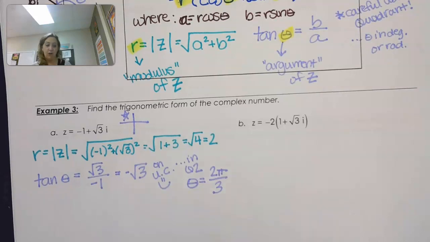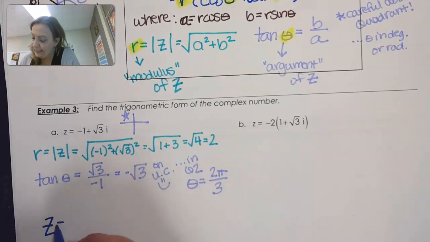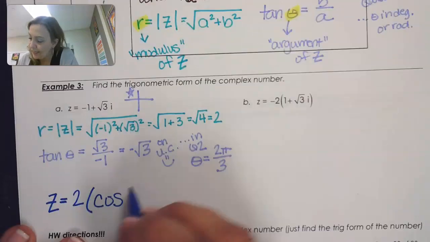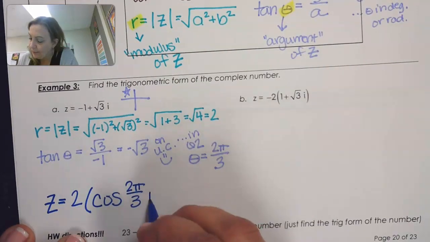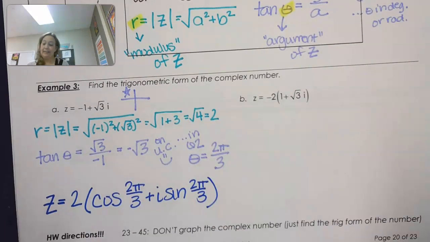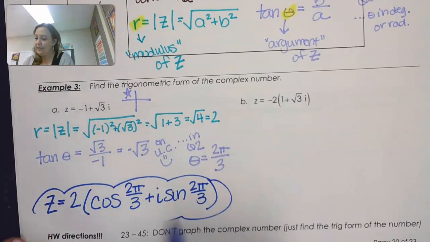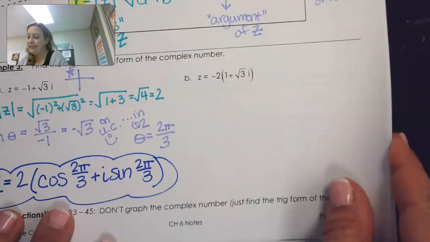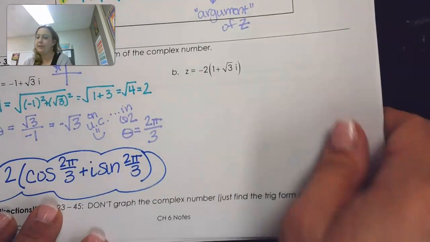So now we have r and we have theta, so we're ready to write our complex number. We're just going to say that z equals 2 times the cosine of 2π/3 plus i times the sine of 2π/3. And that's it. So in these cases, all we have to do is find r and find theta, and then we're golden.